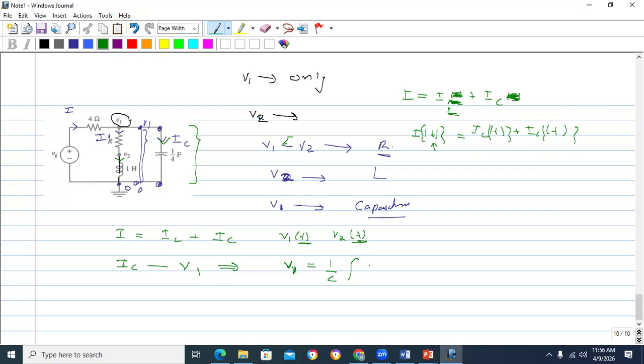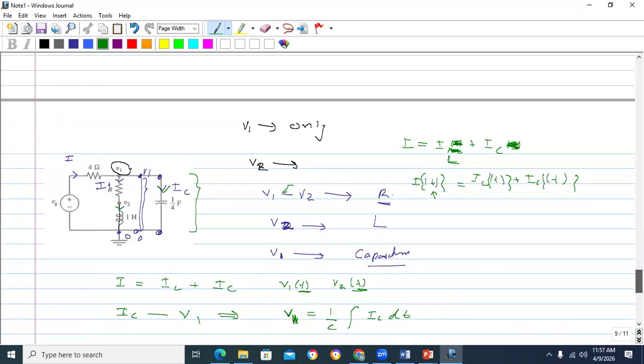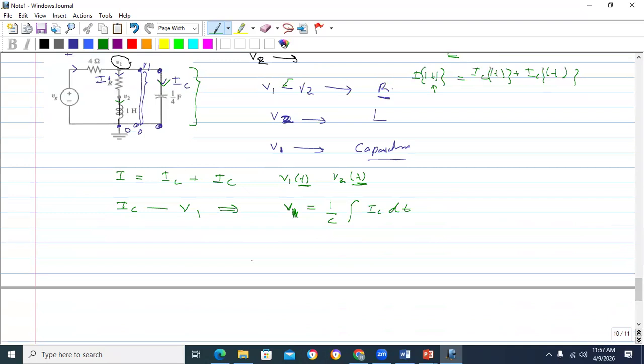This is V1. What is IC dt? So this is one equation. But this IC we need to get rid of. Definitely we need to get rid of this IC. And V2 is also a voltage across the inductor. So you can write V2 as L into dIL/dt.